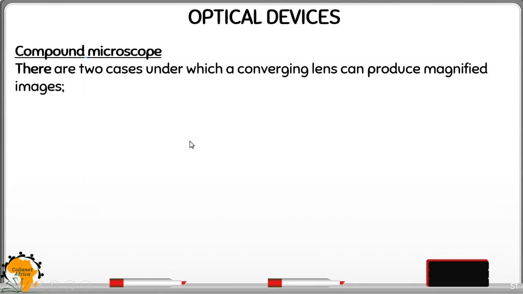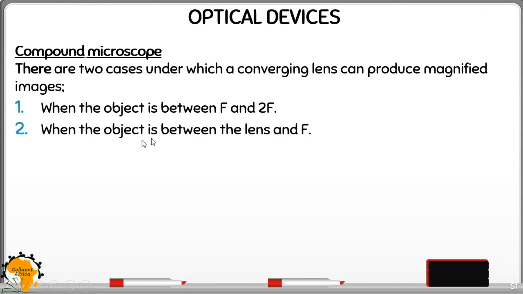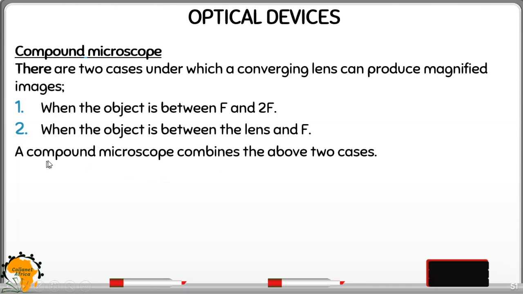Then we have the compound microscope. This one has two lenses. We have the lens that is close to the object, we call it the objective lens, and the one that is close to the eye, we call it the eyepiece lens. It uses these two cases. We know that we can only produce a magnified image when, one, the object is between F and twice F, and number two, when the object is between the lens and F. So a compound microscope will combine the two, so that now you can get a magnified image.